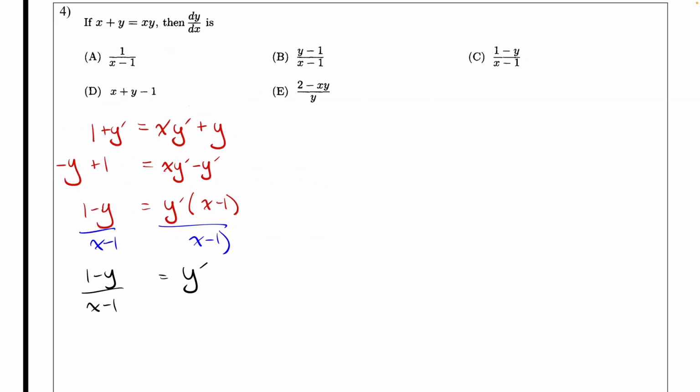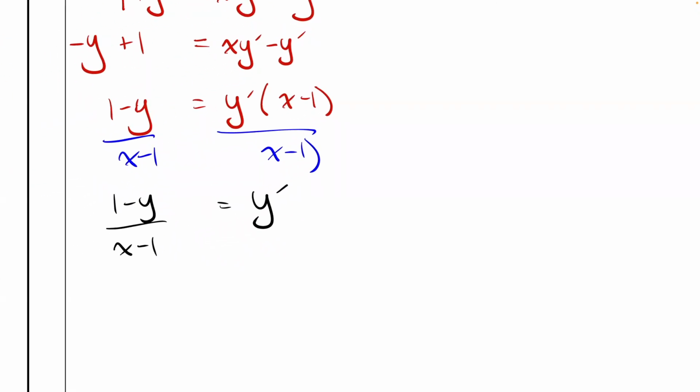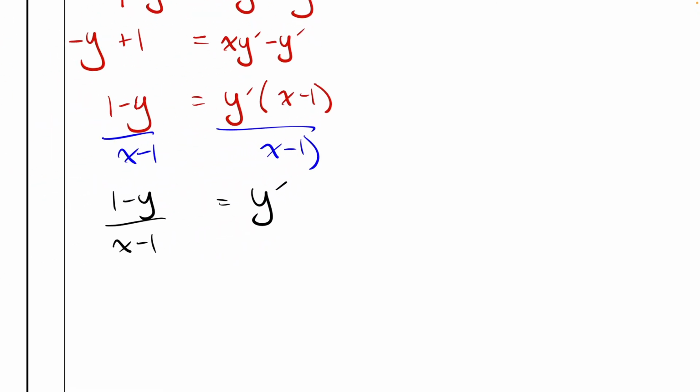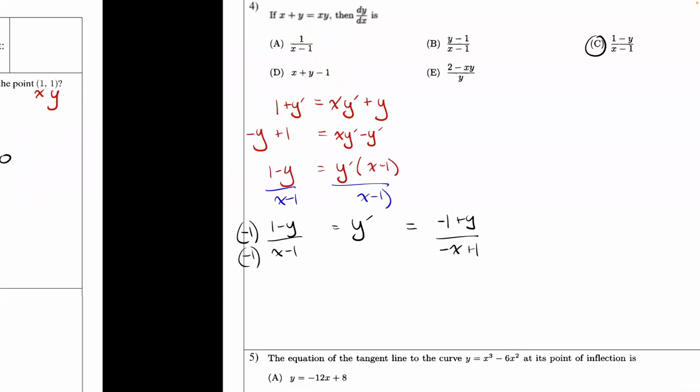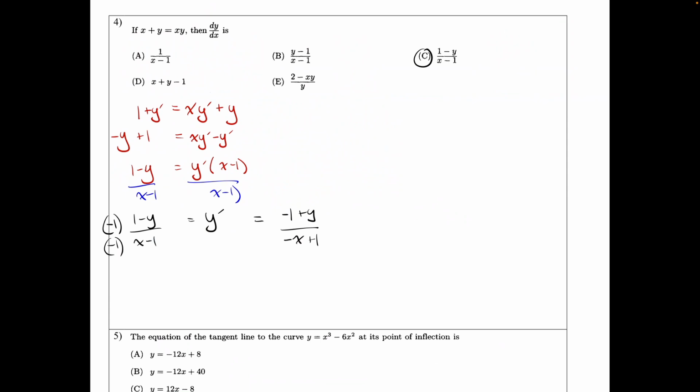I have a feeling that answer is not going to be there. 1 minus y. And, oh, I literally have the exact thing. That never happens. If it is backwards, just remember this. Anytime that you have a fraction, you are allowed to multiply the top and bottom by negative 1, which means you can also have the same answer as negative 1 plus y all over negative x plus 1. This is the same thing as this thing. I just multiply the top and bottom by negative 1. They are synonymous. So it's not b.